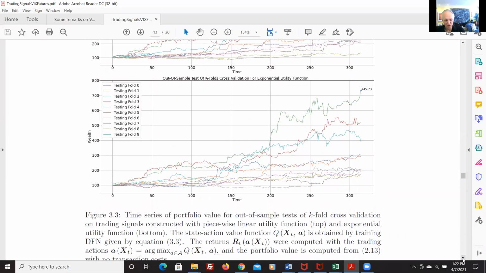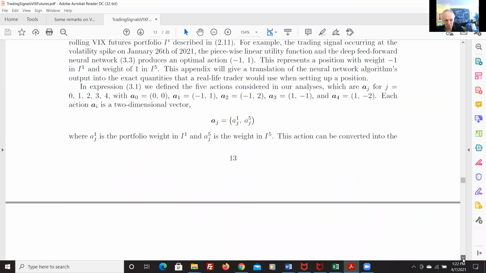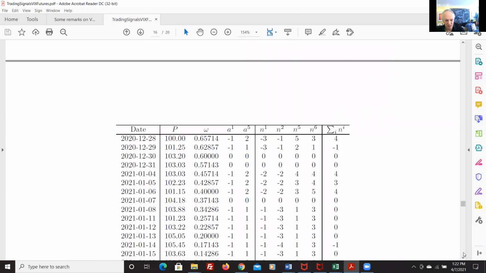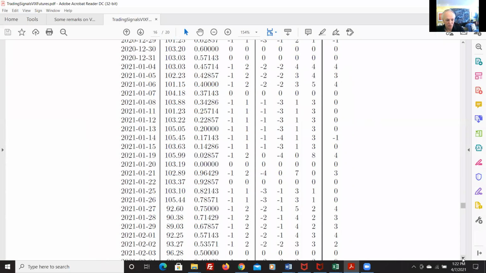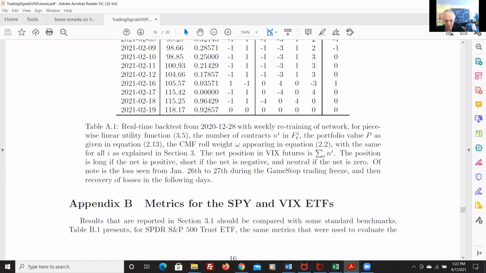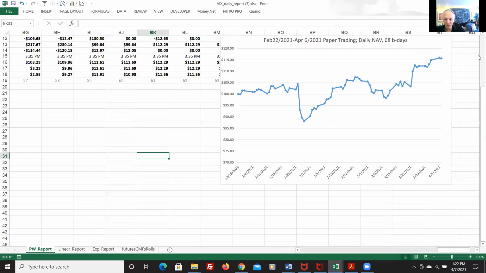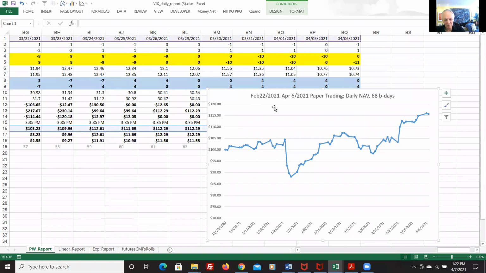we're going to do one more on this. We're going to look at it out of sample, and this is the end of the talk, by looking at what happened in 2021. This is my favorite because I always like to do the latest thing. We looked at the entire campaign from February 22, 2021 to April 6, 2021.